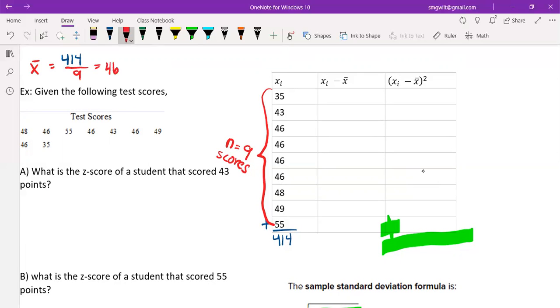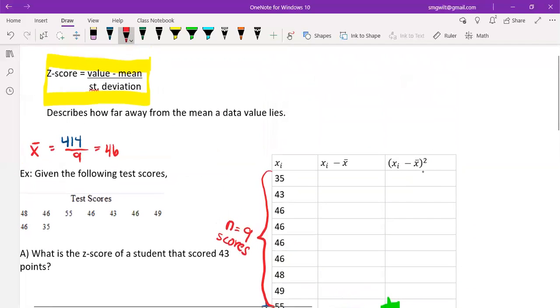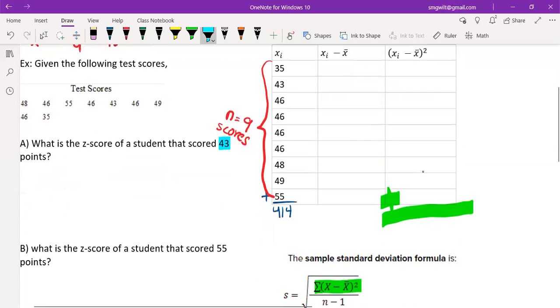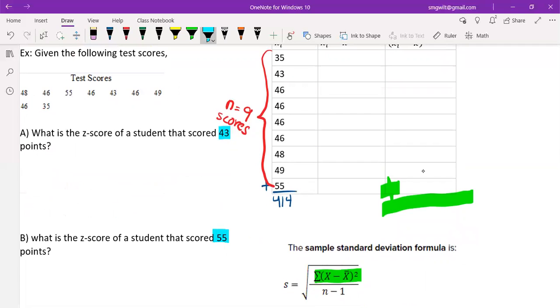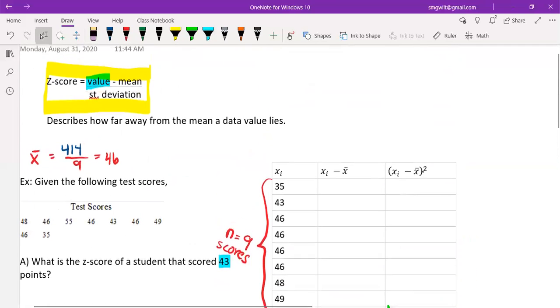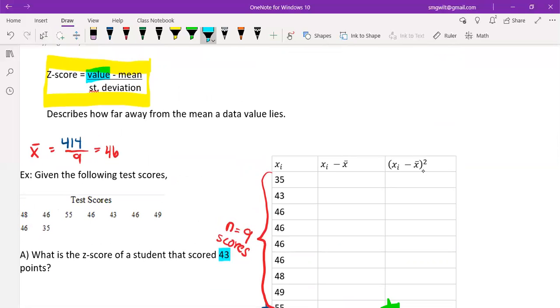The other thing that I need from my formula is the value. The value is what's given here, 43 in this one, 55 in this one. I now have the mean, and I also need standard deviation. That's why I need to fill out the table to find standard deviation.